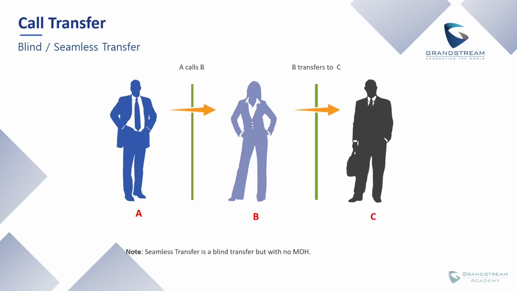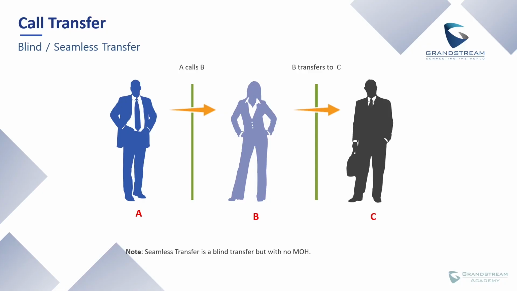A will dial B, B rings and answers the call, and they will be able to hear each other. Then B will trigger the blind transfer, either using the blind transfer feature code or using the blind transfer button on the phone. Once this is done, A is going to start hearing the music on hold. Then B will dial C and then B will be disconnected from the call. C will ring and answer the call. Then A and C will hear and talk to each other.